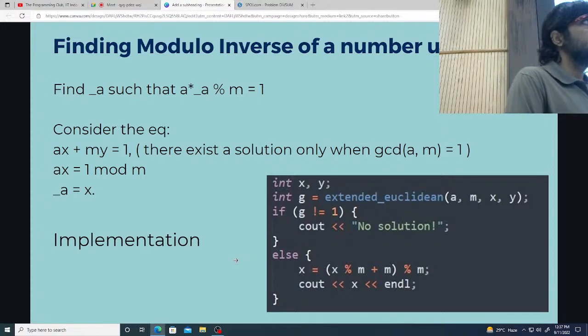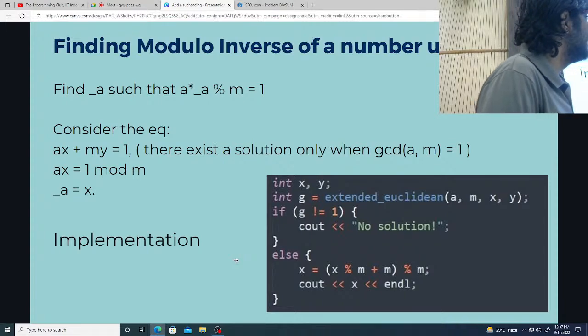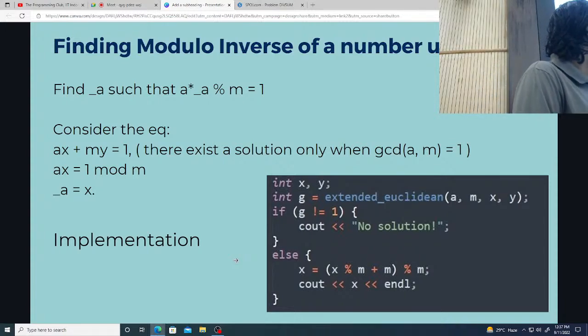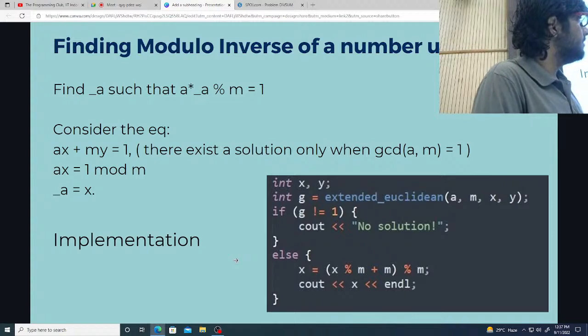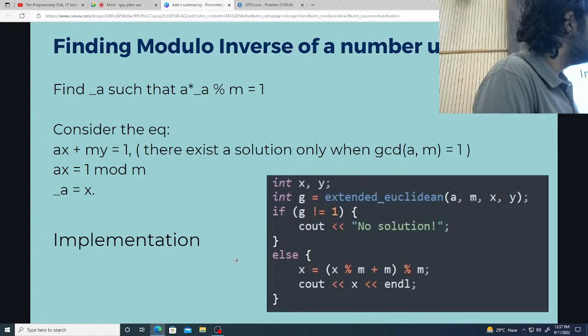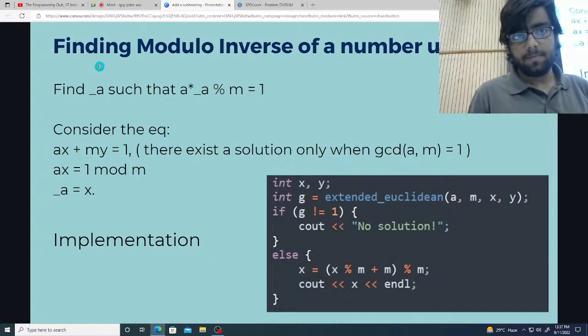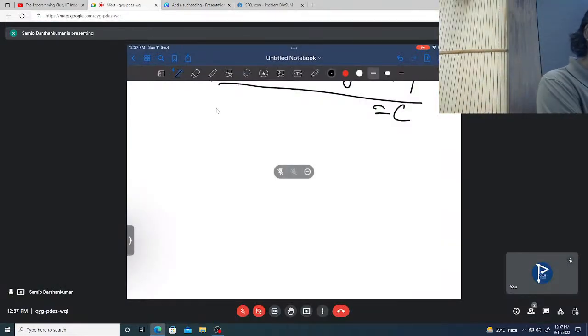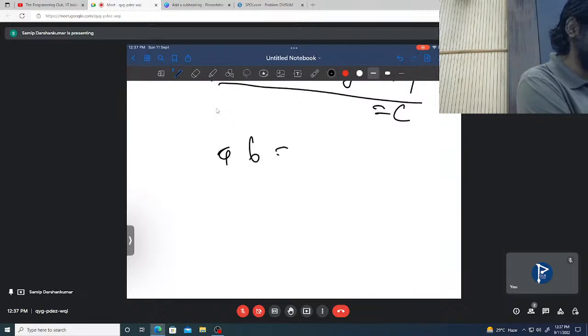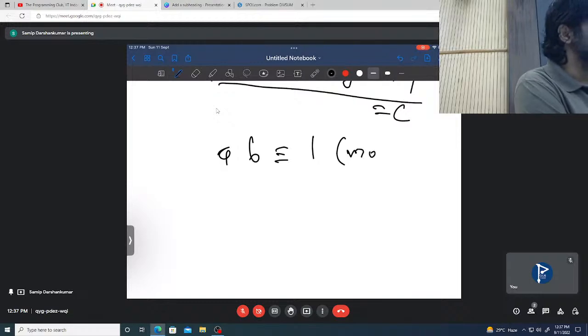It is written there, by the way. So basically that becomes a inverse x, with a x congruent to 1. Correct. Okay. So basically we want to find, for some given integer a, an integer b such that ab is equivalent to 1 mod n. Right? That's the problem, no?